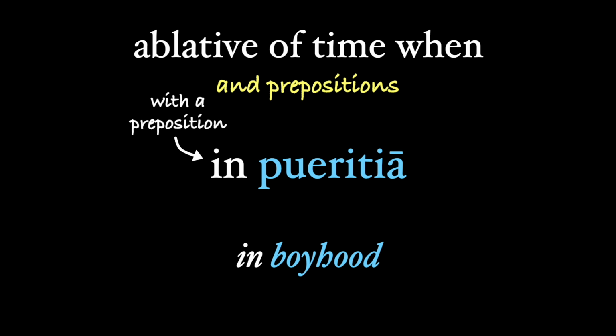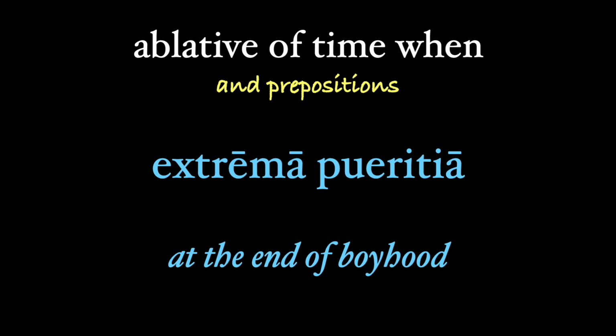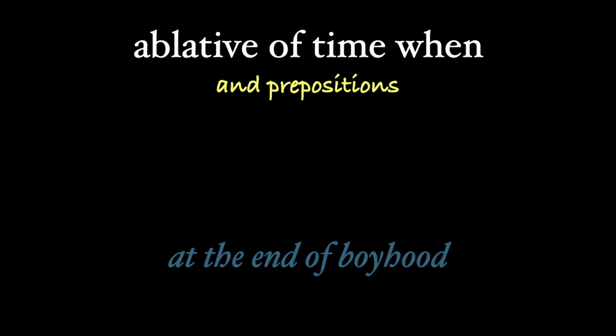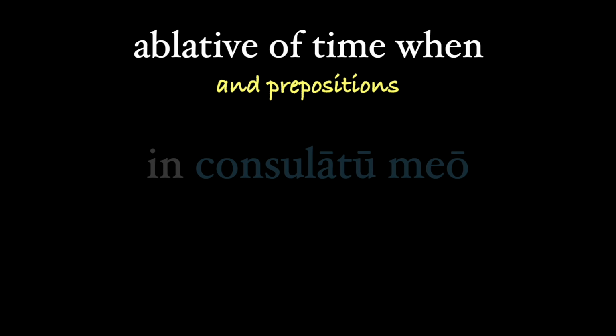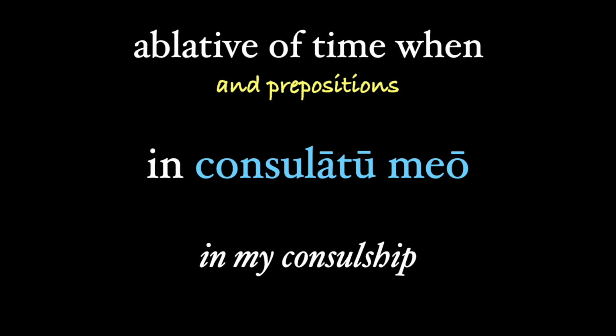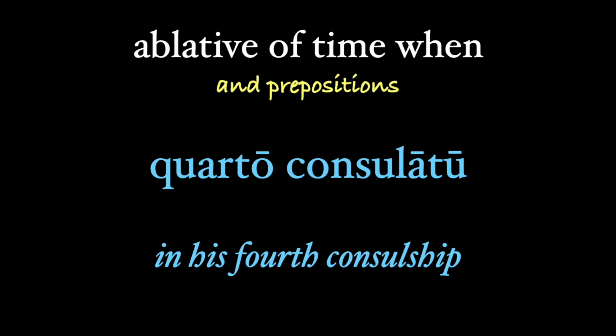There are cases where we use a preposition to denote time, though, like when we talk about a time of life. Thus, in pueritia, in boyhood. But if we add an adjective to modify it, then the preposition goes away. Extrema pueritia, at the end of boyhood. We also use in when we're talking about an office, so in consulatu meo, in my consulship. But again, an adjective modifier can push off the preposition, quarto consulatu, in his 4th consulship.